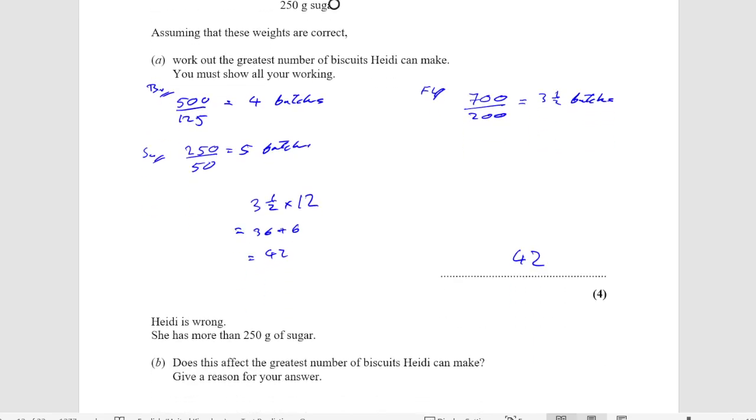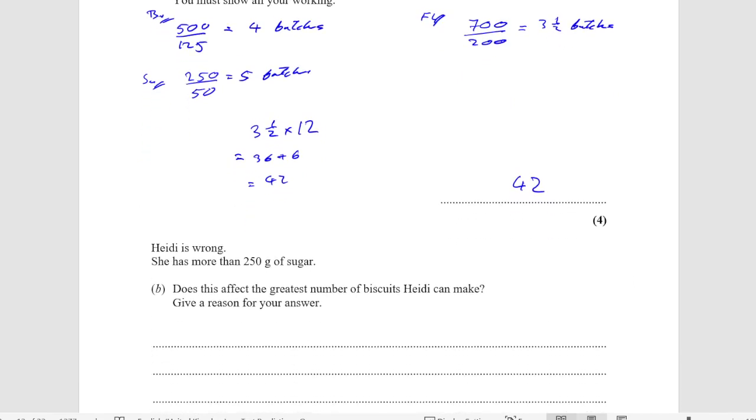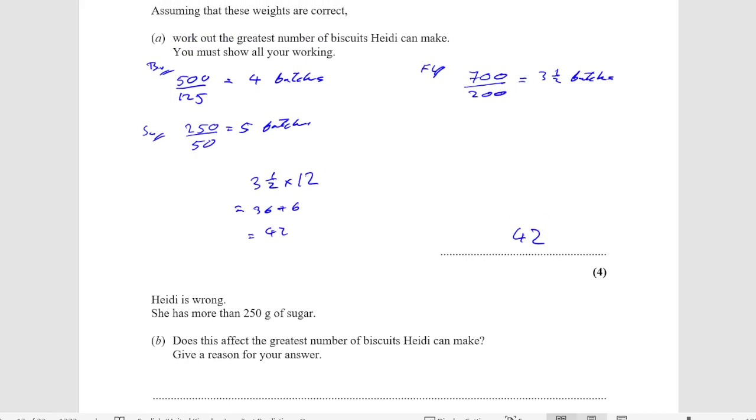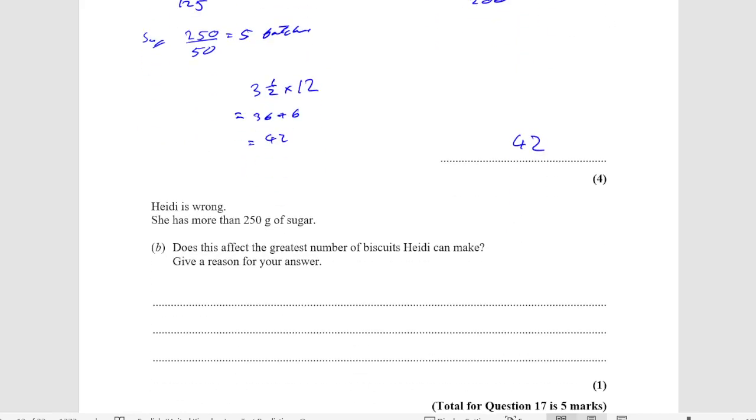Heidi is wrong. She has more than 250 grams of sugar. Does this affect the greatest number of biscuits she can make? Well, sugar wasn't our limiting factor. Our limiting factor was flour. So does this affect our answer? No. Flour is our limiting factor, not sugar.